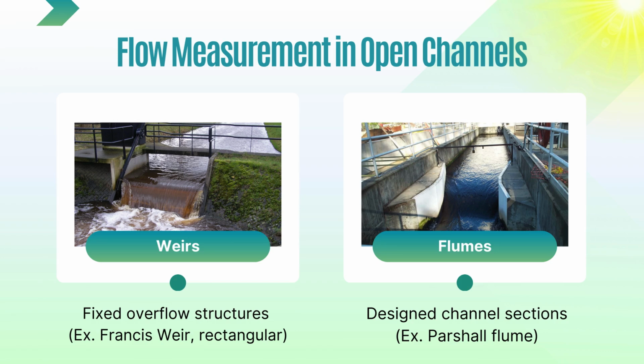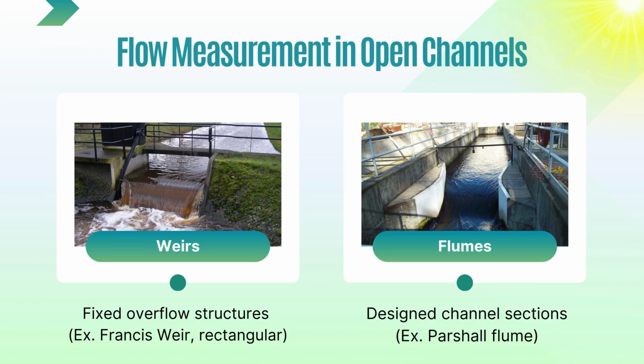Weirs: these are overflow structures like V-notch or rectangular weirs, placed across the channel. The height of water flowing over them can be used to calculate flow using established equations. For more information about weirs, visit our YouTube channel as we have finished discussing this topic.